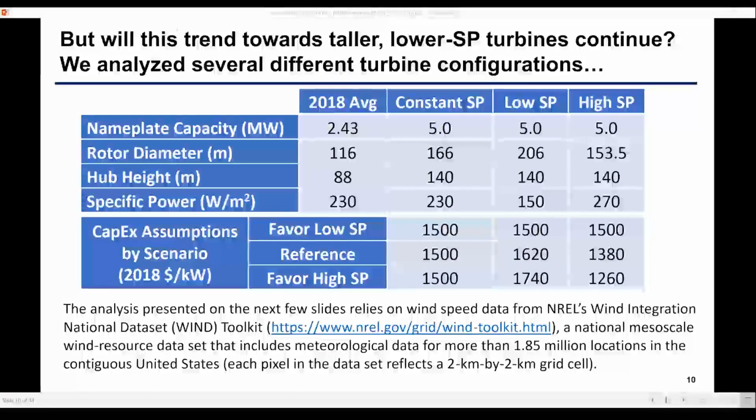Our third scenario was the favor high SP scenario, where we took those historical market spreads in pricing between lower and higher specific power and exaggerated them. In this case, it was plus or minus 16% relative to the constant SP turbine, double the spread in the reference scenario, which was plus or minus 8% in Capex.